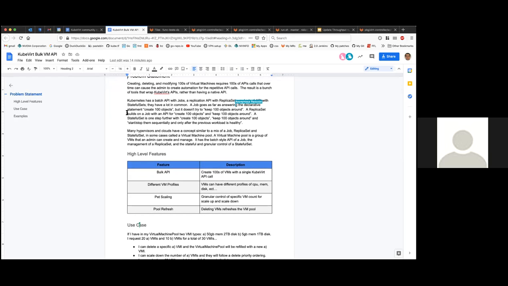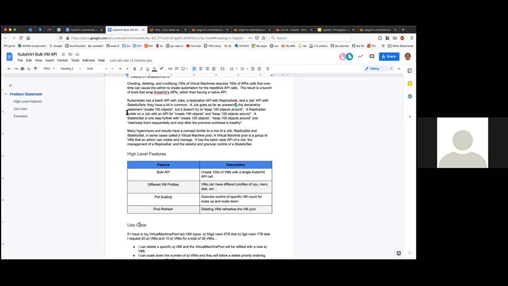But basically, at a high level, just to introduce this topic for folks who don't know what I'm talking about: the KubeVirt Bulk VM API. I'll highlight it with a few features. The idea is that there could be an API in KubeVirt where a single API call launches many VMs, say hundreds of virtual machines. And we could have things like different virtual machine profiles. I have another name for the third item called pet scaling, which is granular control of a specific VM count.